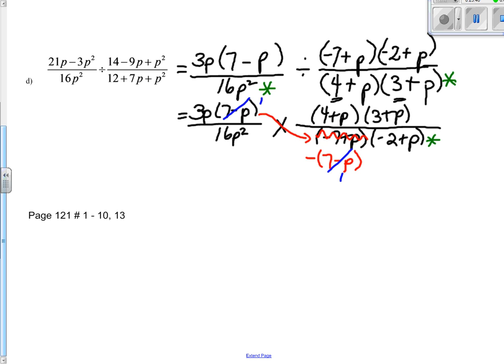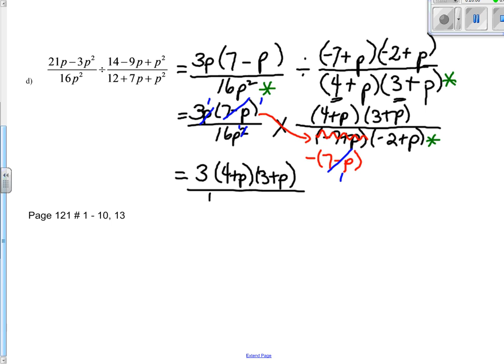I'm looking for any more that I can see. I can see a p here, so I've only got one of them now. I wish you could talk to me and tell me if you can see any more. All right, let's see. We'll see them if we've missed any. So I am left with, on the top left, a 3. And from the top right, I have 4 plus p, 3 plus p.